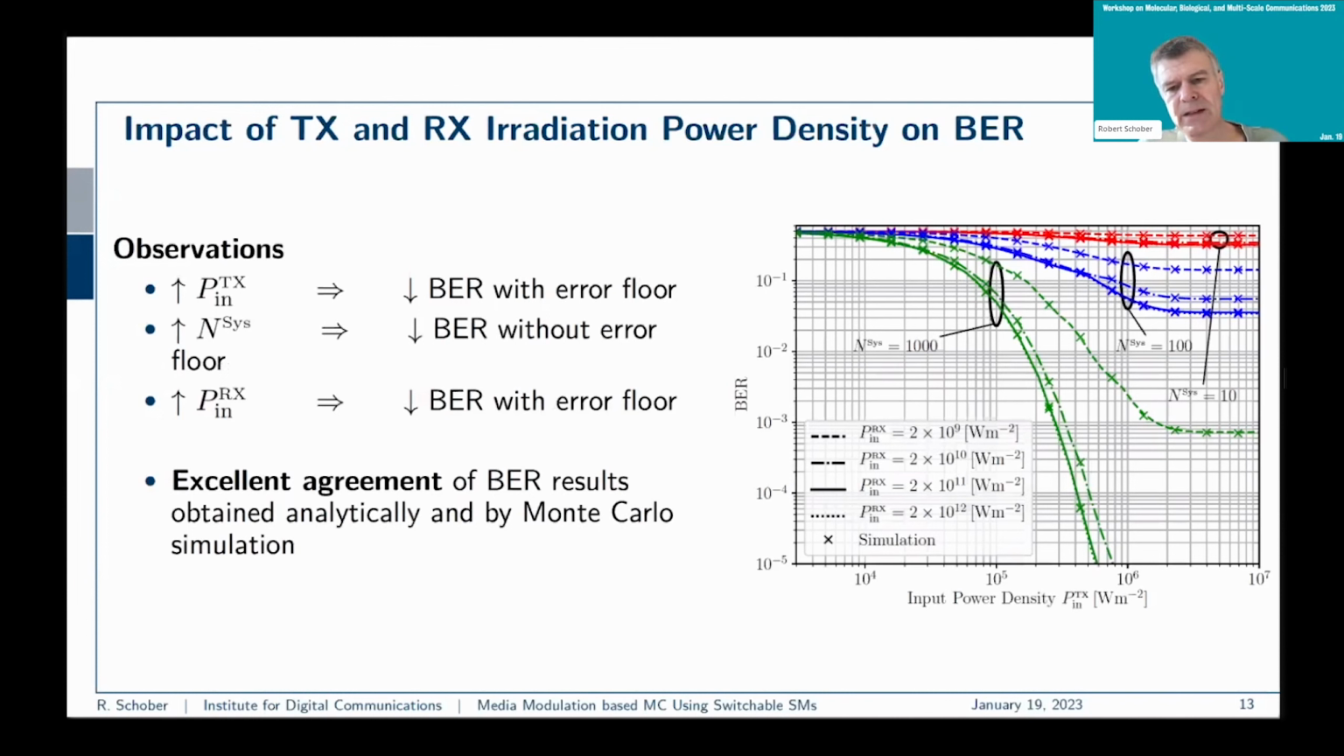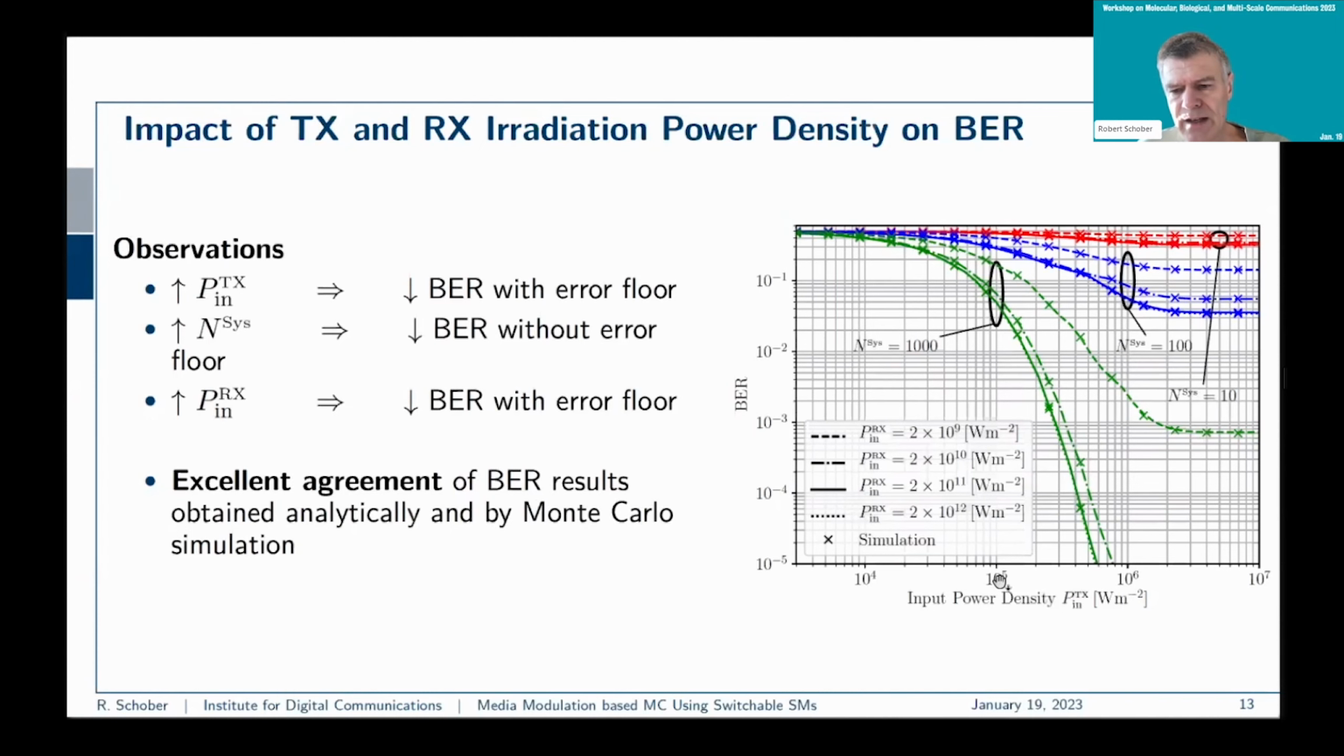So here as an example, we consider the bit error rate as a performance measure. And we plot this as a function of the input power density at the transmitter, right? So the power intensity of the light that you use at the transmitter for modulation. Then we also investigate the impact of the number of signaling molecules in the system and the impact of the light intensity that's used at the receiver for this fluorescence measurement.